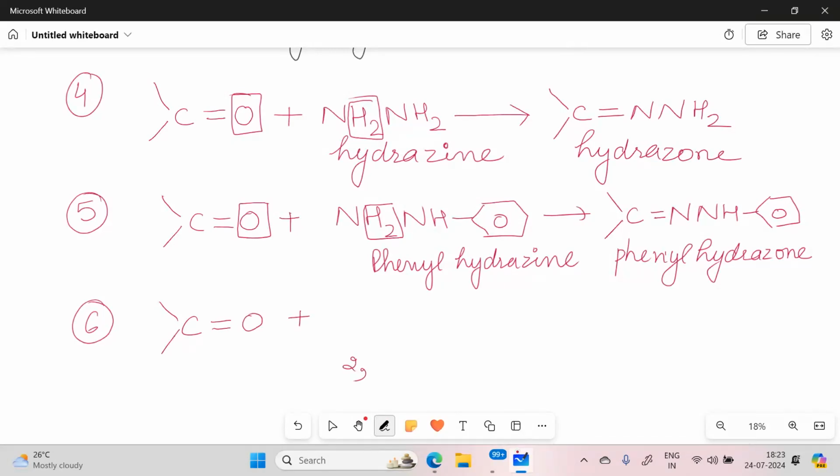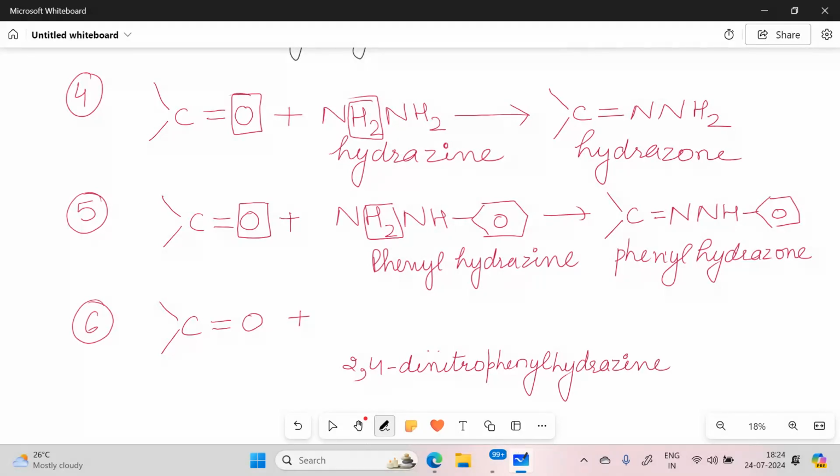Next reaction is reaction with 2,4-dinitrophenyl hydrazine. Ma'am, can we write it as N2H2, like for the fourth one? No, N2H4, N2H2, you don't have to write in that way. Don't write any of these ammonia derivatives in the combined form like N2 or N4. You have to write the proper structure.